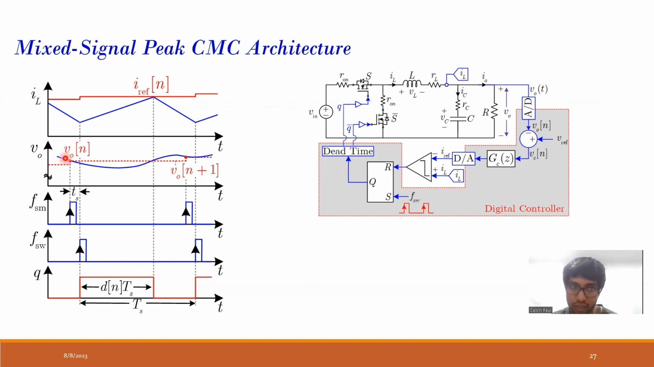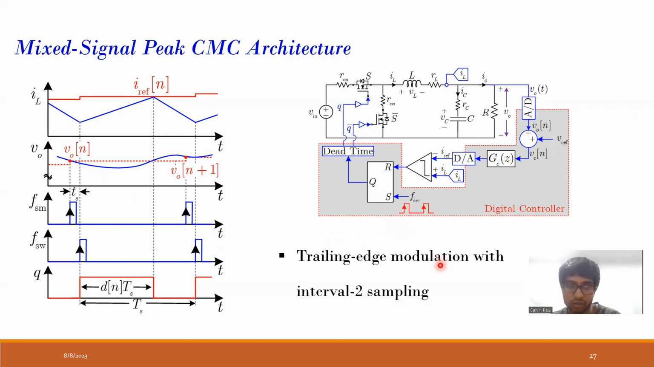It relies on interval 2 sampling. The output voltage is sampled while the inductor current is falling. Right? And there's a certain delay which accounts for the ADC conversion time and for the controller computation time as well. So this is trailing edge modulation with interval 2 sampling. Why is it trailing edge? Because when the controller action is happening, when the signal is turning off, it is falling. That is why it is known as trailing edge modulation technique.